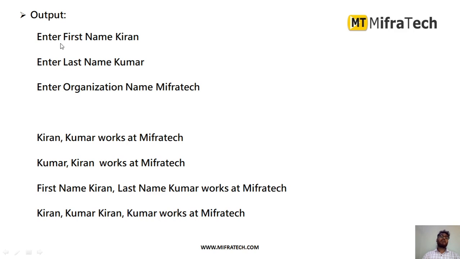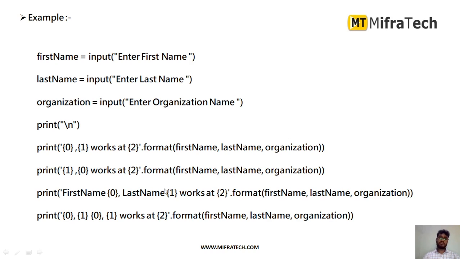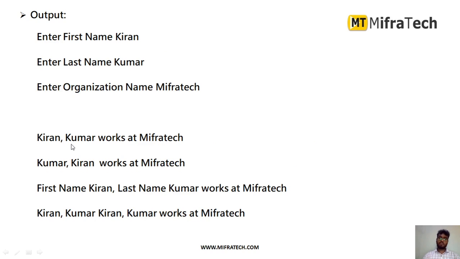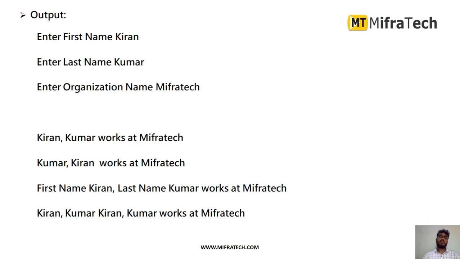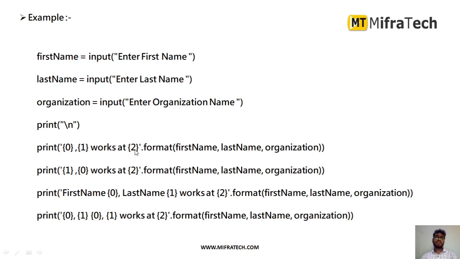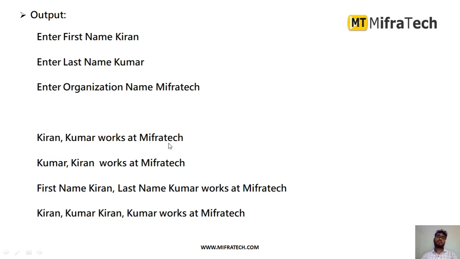We'll see how this output looks. As you can see, I am asking the user to enter first name, I entered Kiran, next last name, Kumar, after that organization name, Mifratech. As I showed, here in the output, at the 0th place first name Kiran has been replaced, next at place 1 Kumar has been replaced. The words works at are displayed as usual. Next at the place of 2, the organization name has been replaced, here Mifratech.